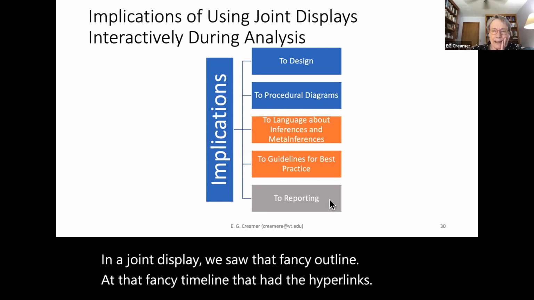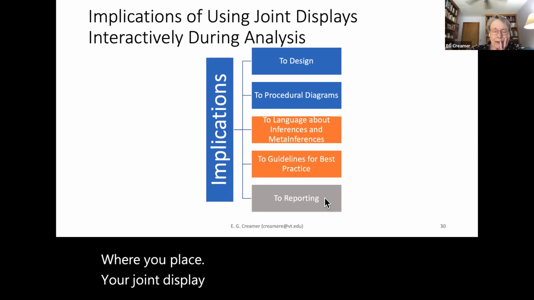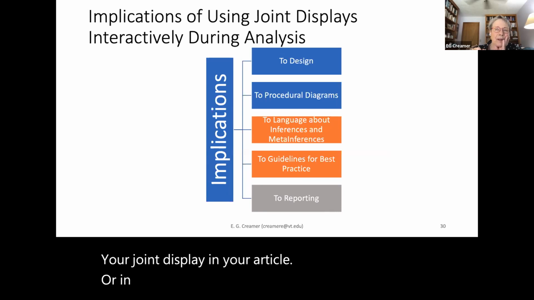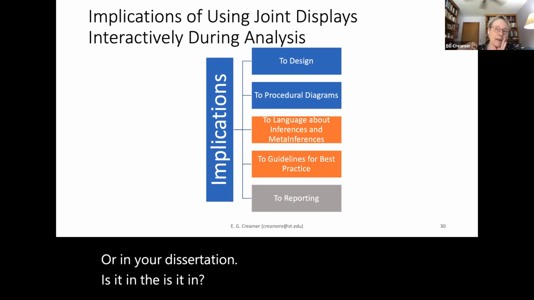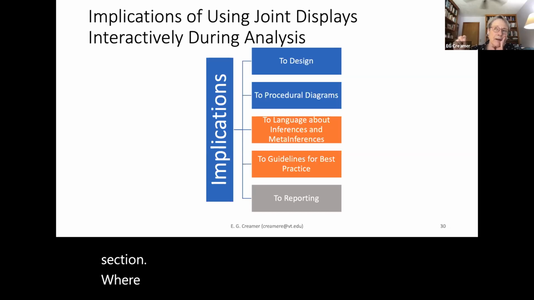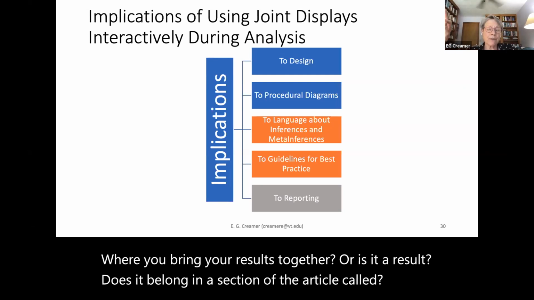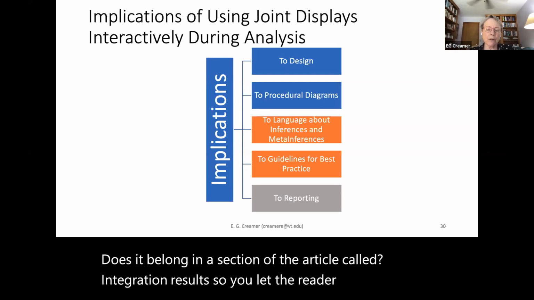Where you place your joint display in your article or in your dissertation: is it in what in my day would have been the discussion section, where you bring your results together, or is it a result? Does it belong in a section of the article called integration results? So you let the reader know integration results.